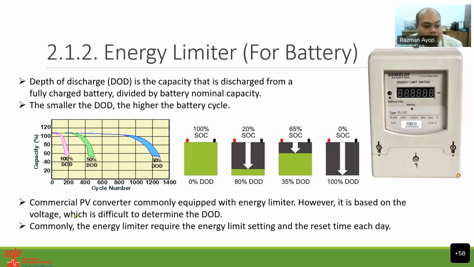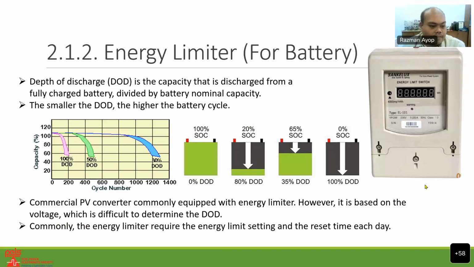Okay, so commercial PV converters are commonly equipped with an energy limiter. If you buy a commercial PV converter, they have an energy limiter, but the problem is it is based on voltage, which is difficult for determining the DOD. So you have to buy an energy limiter. This is an example of an energy limiter. Instead of using voltage, it will measure the energy. So it will determine the SOC and stop the operation when the DOD is achieved.